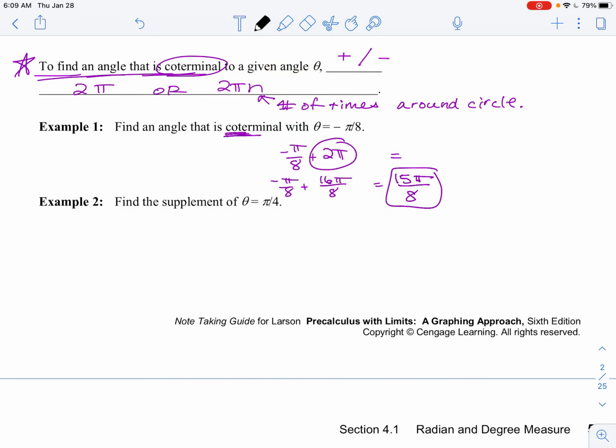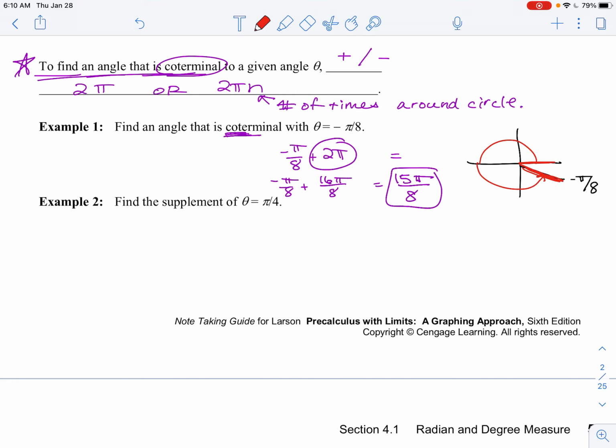If you want a visual of that, here it is. Negative pi over 8 looks about like this. So a coterminal angle of positive 15 pi over 8 would start here, and we'd go from here to here is 8 pi over 8 because that's pi, and then another 7 pi over 8, and it would end here. So those are coterminal angles.